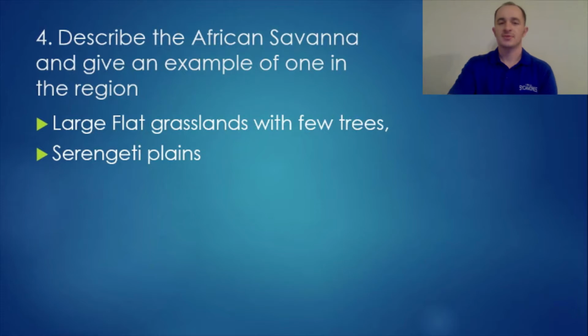Number four, describe the African savanna and give an example of one in the region. So a savanna is a large flat grassland with few trees. And then our example in the African savanna is the Serengeti Plains.